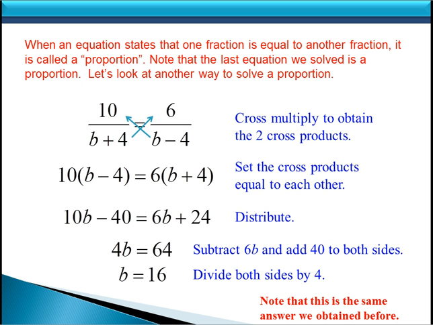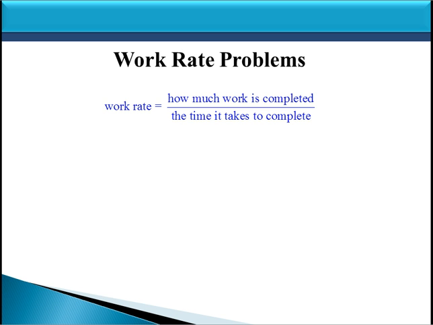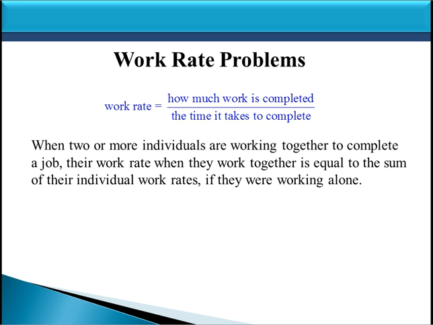Okay, so now let's look at another type of equation or type of problem that can be solved with a rational equation. These type of equations we're going to look at next are called work rate problems. And so a work rate, by definition, is how much work is completed divided by the time that it takes to complete that work. So when two or more individuals are working together to complete a job, their work rate when they work together is equal to the sum of their individual work rates if they were working alone.